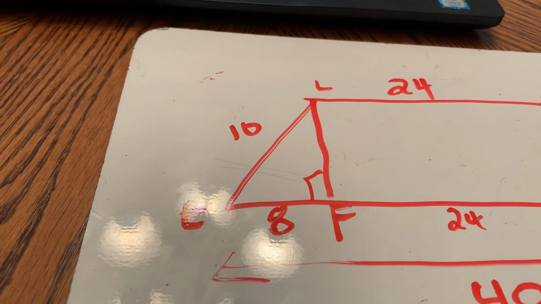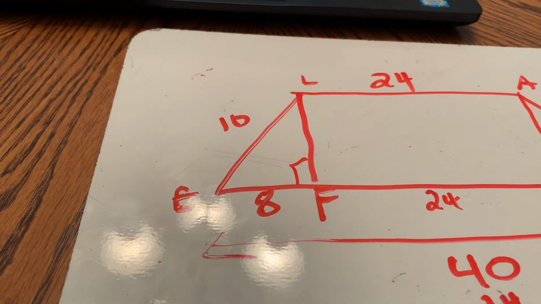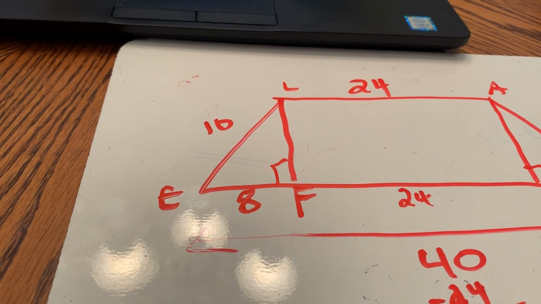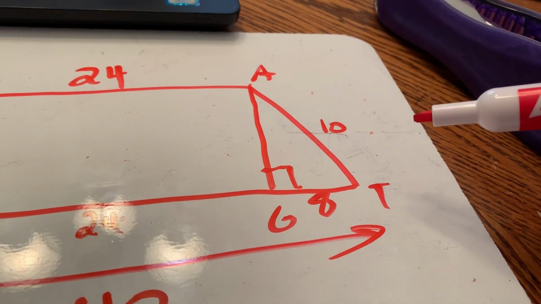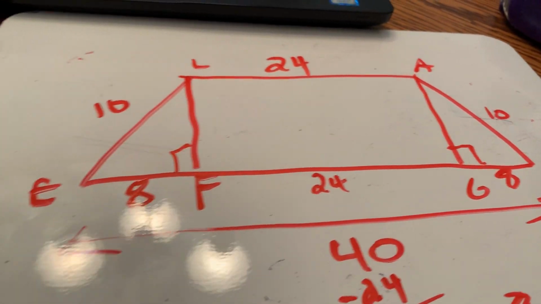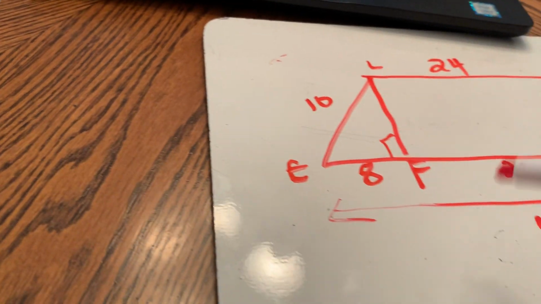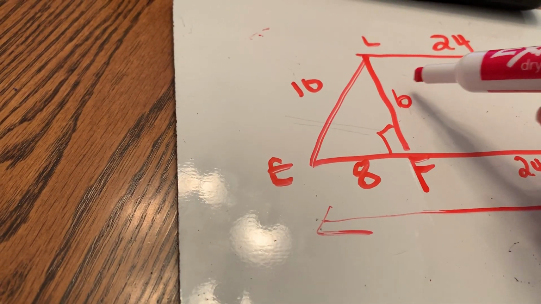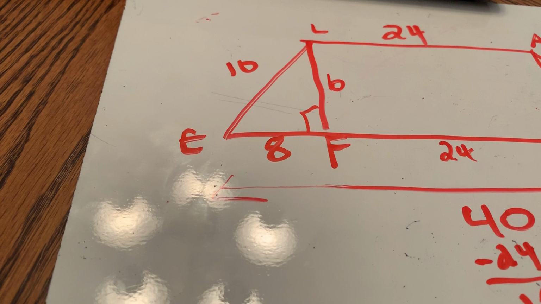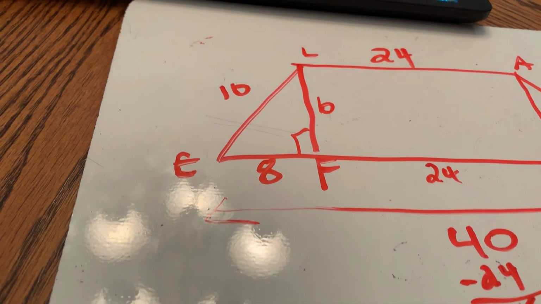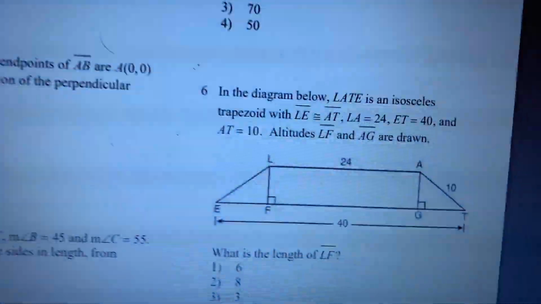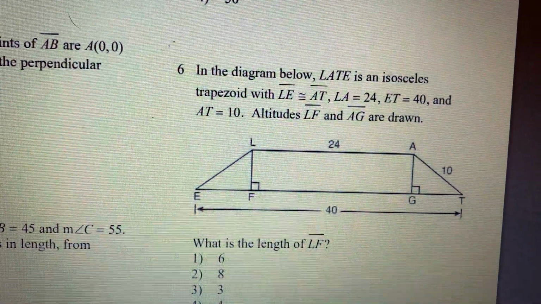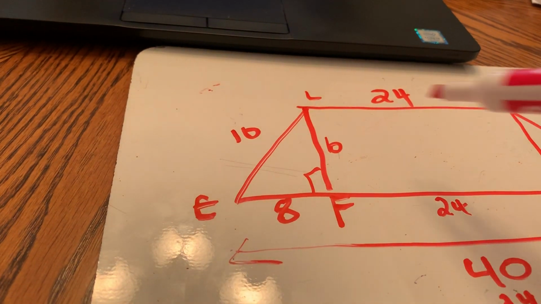So whichever right triangle you want to look at, I now have one leg and the hypotenuse. I've got 2 of the 3 sides, so I could just use the Pythagorean formula. I'm going to say that's B. Again, these look longer, but the number's actually going to be shorter, it's just the way I drew it. LF and AG look shorter than FE and GT. But anyway, this is B.